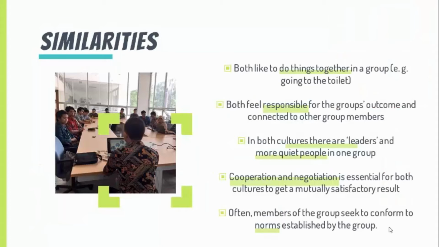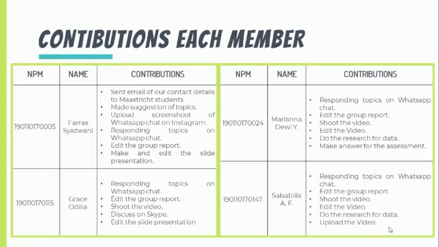We also have similarities in groupthink. We both like to do things together in a group. We both feel responsible for the group's outcome and connected to other group members. In both cultures, there are leaders and more quiet people in one group. Cooperation and negotiation are essential for both cultures to get a mutually satisfactory result. Often, members of the group seek to conform to norms established by the group.